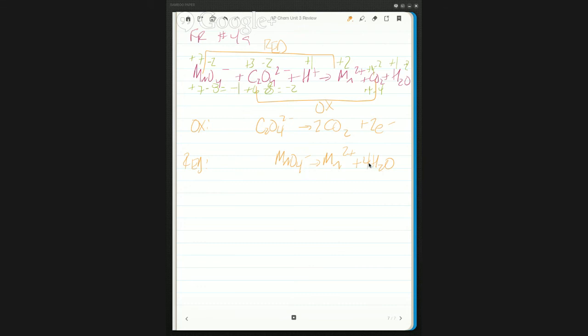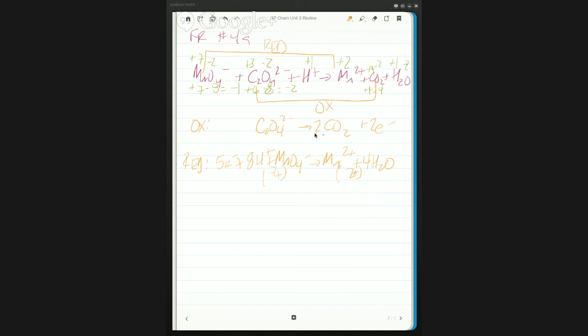Then we have to add hydrogens. There are 8 hydrogens right here, which means we're going to have to add 8 H pluses on the left. And then we're going to have to balance the charge. That's 8 plus and 1 minus makes 7. This is a 7 plus on the left-hand side. This one is 2 plus on the right-hand side. So we need 5 electrons on the left, so they can balance out.